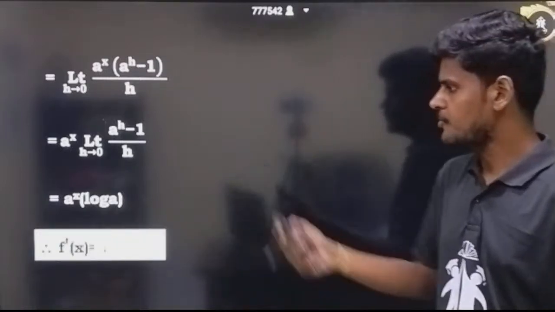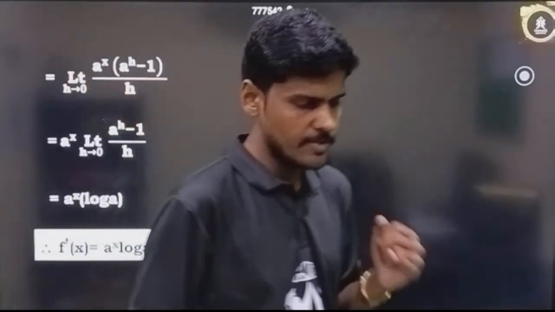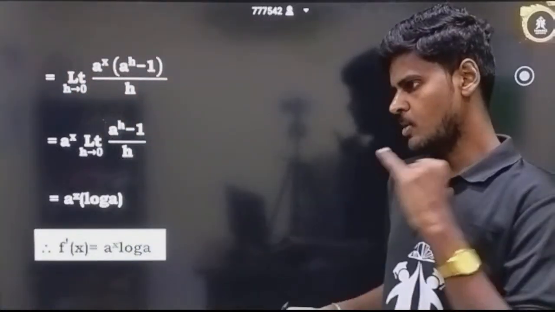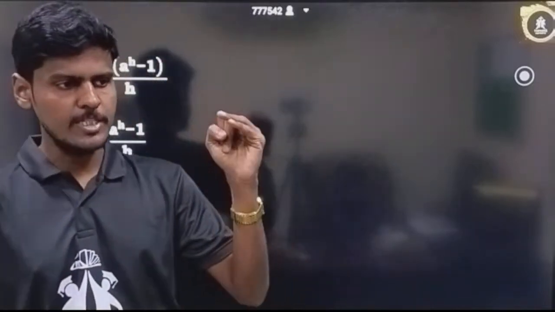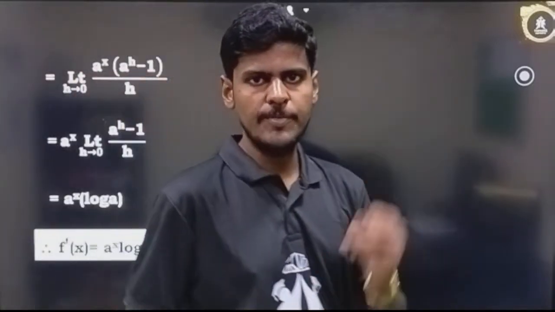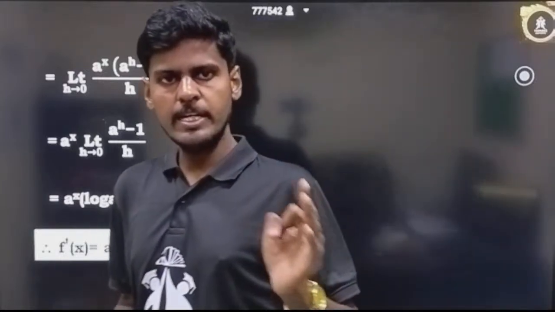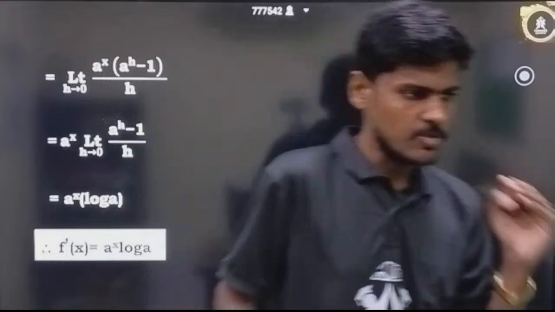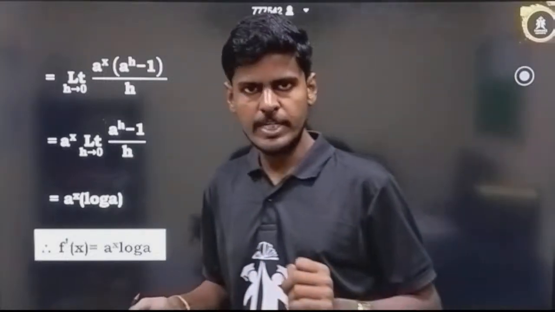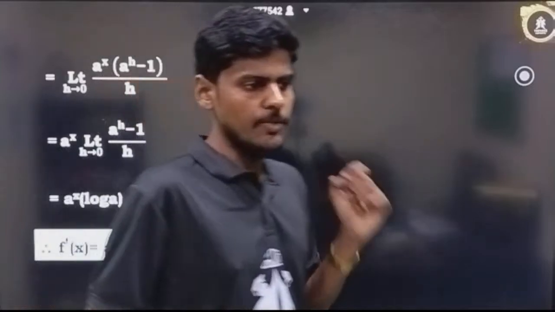Easy questions, easy proof. These are all derived from first principle. And you have to remember all these formulas. What are the formulas we have discussed till now, students? One is derivative of constant function is 0. Derivative of exponential function e power x is e power x. Derivative of polynomial function x power n is n into x power n minus 1. Derivative of x square is 2x. And derivative of e power x is e power x. Derivative of a power x is a power x into log a.